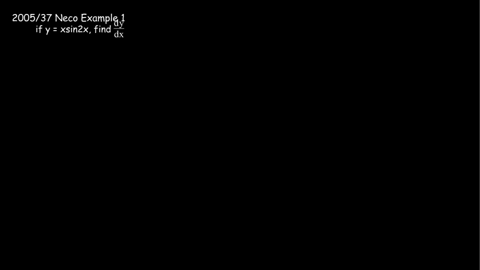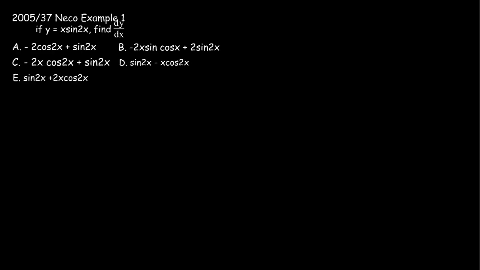It states that if y equals x sin 2x, find dy/dx. Our first step is to write down our equation, y equals x sin 2x. And since x is multiplying sin 2x, we know we are going to be using the product rule. From the product rule, dy/dx is equal to u dv/dx plus v du/dx.